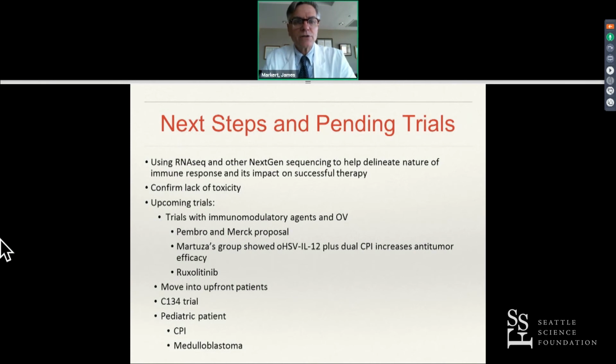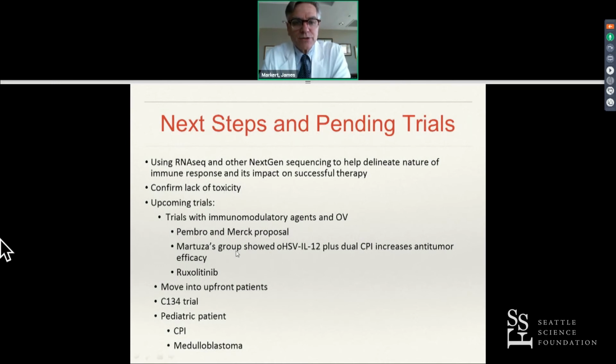We need to continue to use RNA-seq and other sequencing techniques to help us understand the nature of the immune response. I'm doing some work with that with Kevin Cassidy at Nationwide right now, and some of our old specimens, as well as with Genmay 11 work here at UAB. Certainly, we need to see that some of these viruses, like the IL-12 virus and the C134 viruses, aren't going to have issues with toxicity as we study them in more depth.